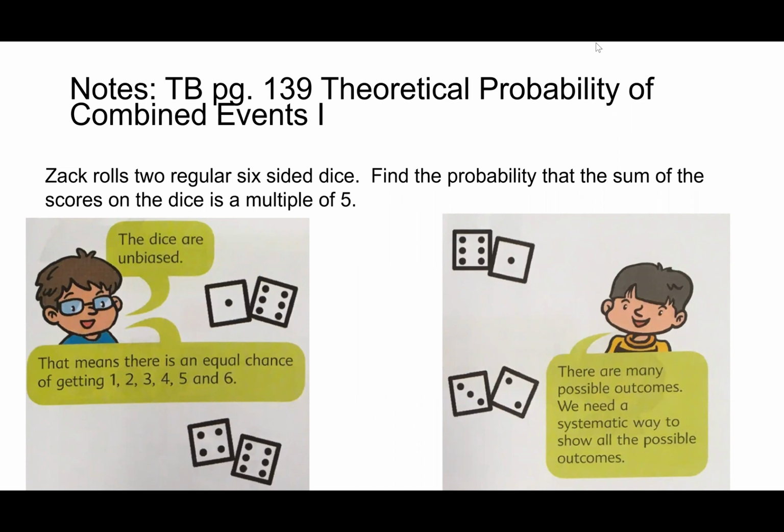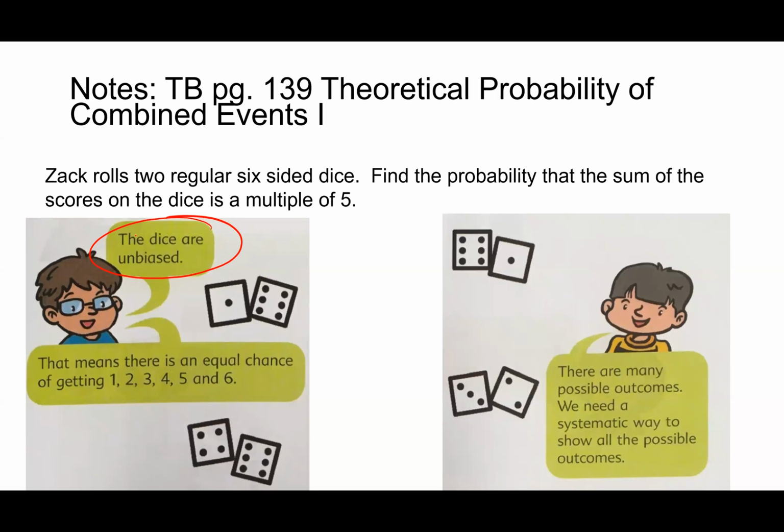Okay, Zach rolls two regular six-sided dice. Find the probability that the sum of the scores on the dice is a multiple of 5. Okay, so the first thing that you notice here is that Zach says the dice are unbiased. What that means is that there's an equal chance of getting a 1, 2, 3, 4, 5, or 6.